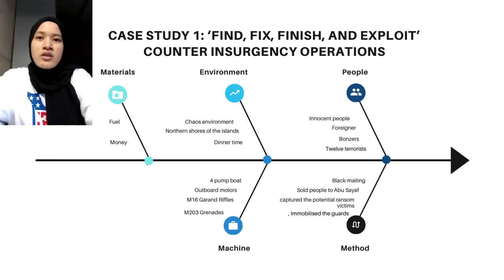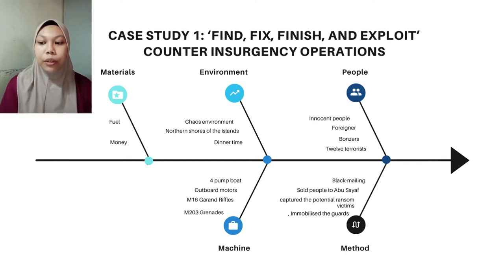Besides, the M16, also called Karant, and the M203 Granate are also machines used by terrorists to carry out kidnappings of the intended victim. Both machines they use as a force until the victim becomes frightened, and the victim will be used as ransom to obtain money from the victim's family, or to be sold to Abu Sayyaf to be his follower if failing to obtain ransom from the victim's family.